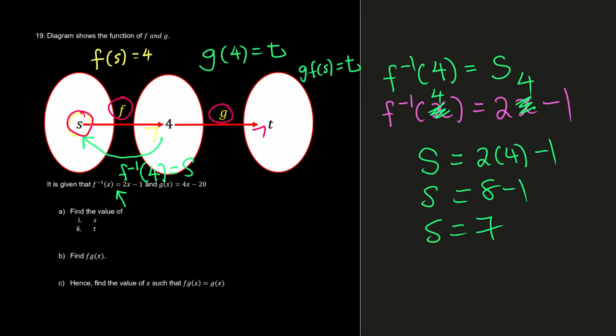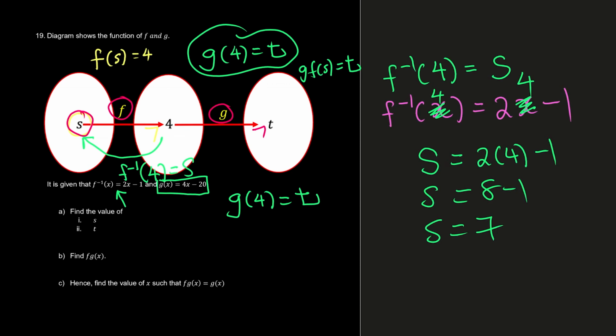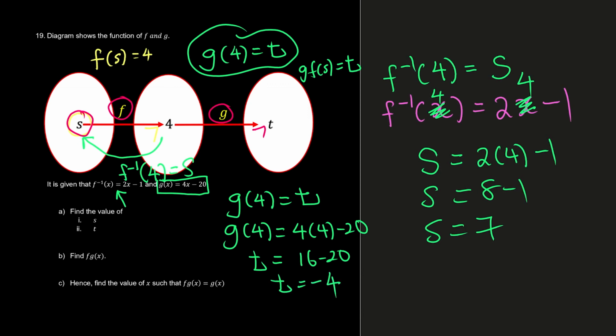How to find T now? They also give us that g(x) is equivalent to 4x minus 20. So g(x), do we know? Yes. We know that when g inputs 4, the answer is T. So same thing here. When g inputs 4, we have 4 times 4 minus 20. But g(4) is eventually T. So T is equal to 16 minus 20. T is equal to negative 4.